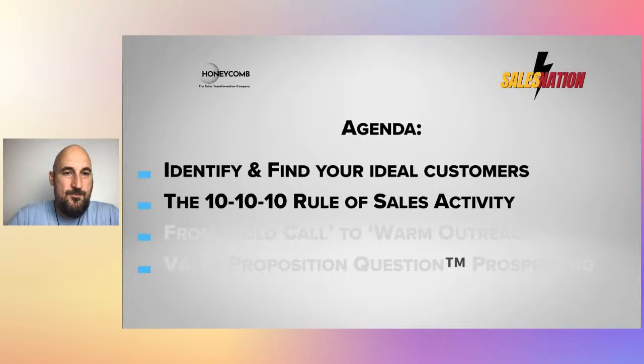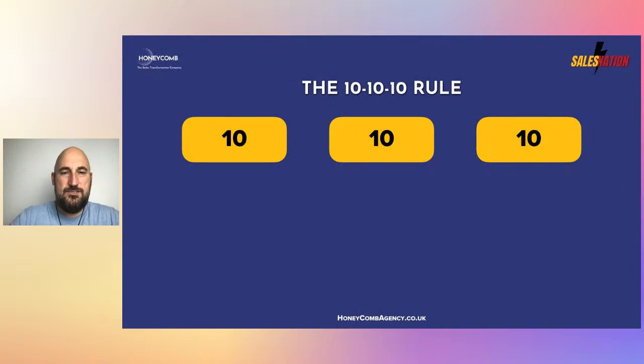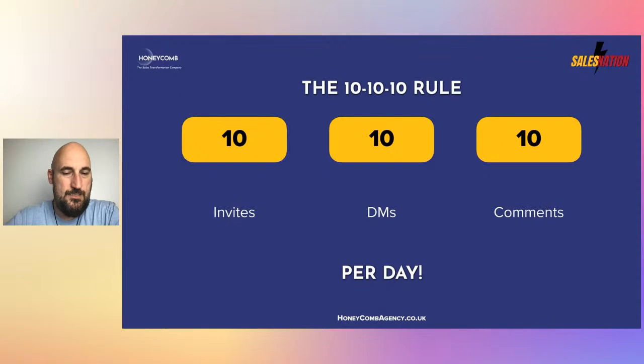Now, the famous and infamous 10-10-10 rule of activity. What is that? It's actually really cool. So here's the 10-10-10 rule. What do I mean by 10-10-10? Quite easy. What we want to do on a daily basis is send out 10 invites, send 10 DMs, and post 10 comments. And again, as I said, per day, ideally.